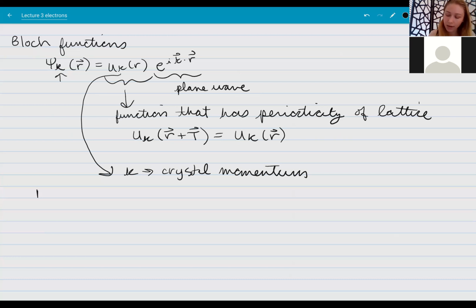One attribute of the crystal momentum is that e to the i k dot t, where t is a translation vector of the lattice, is the phase factor that multiplies a Bloch function when we make a translation by a lattice vector t.